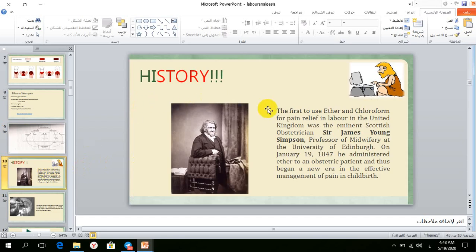History. The first to use ether and chloroform for pain relief in labor in the United Kingdom was the eminent Scotch obstetrician Sir James Young Simpson, professor of midwifery at the University of Edinburgh, on January 19, 1847. He administered ether to an obstetric patient and thus began a new era in the effective management of pain in childbirth.